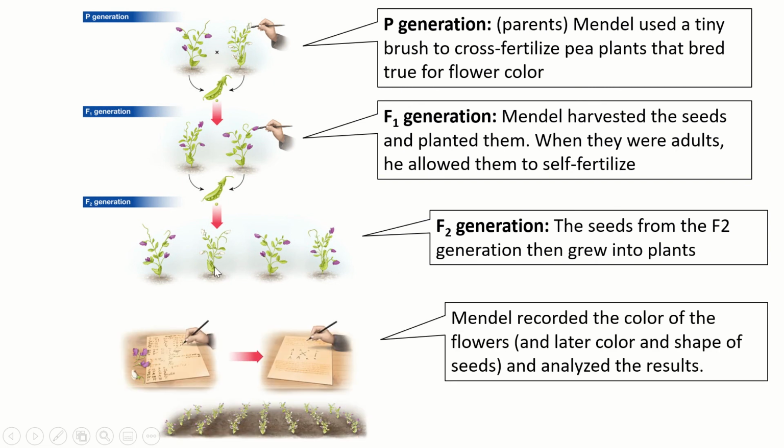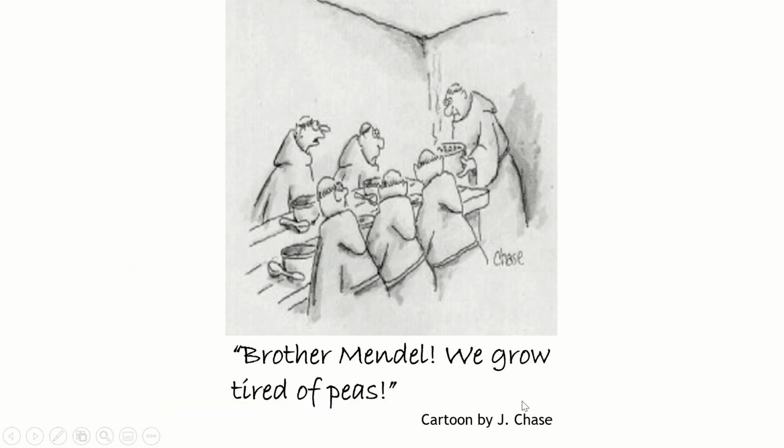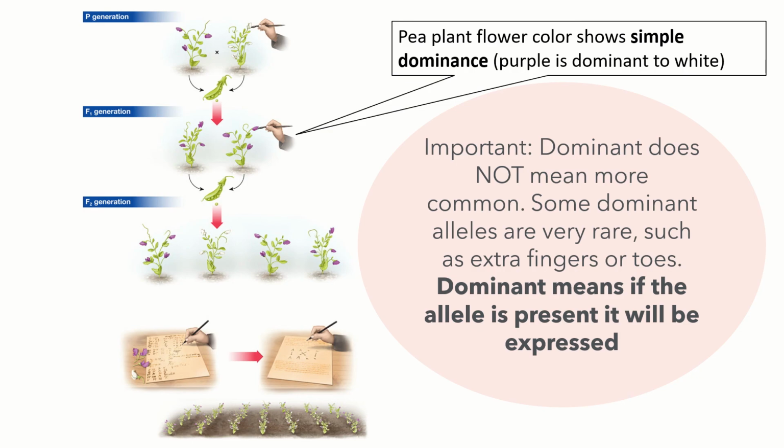Interesting. He took very, very careful records of all of this. He did these experiments with hundreds and hundreds of pea plants, undoubtedly leading his brothers in the abbey to wish that he were not growing quite so many peas. And so what he discovered was that there is something about purple that is dominant, but it's not always dominant. Something happens in the second generation that makes the white show up.